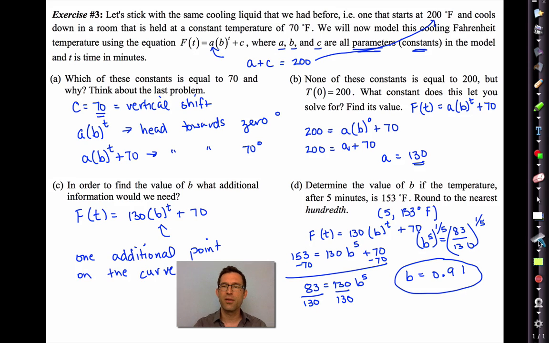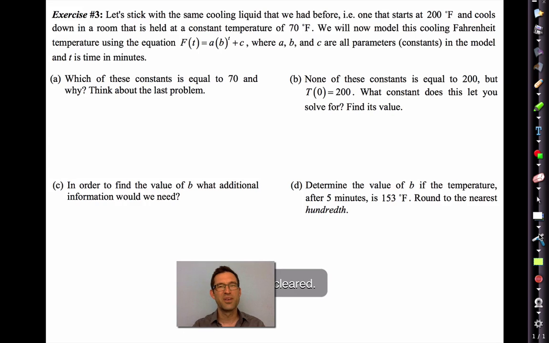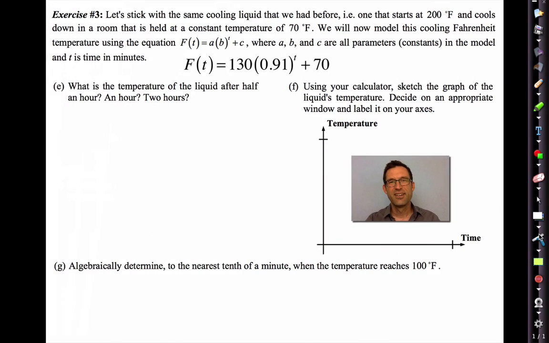Okay, I'm going to clear this out. Or I'm going to try to clear it out. There we go. Let's keep going. There's that model. We got it all. We got the A, we got the B, we got the C.